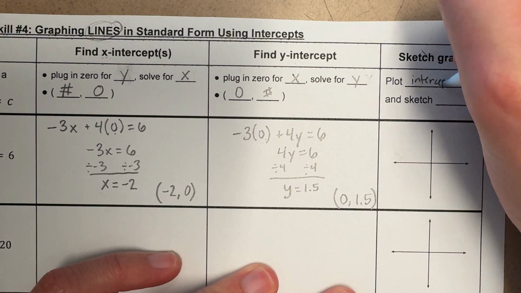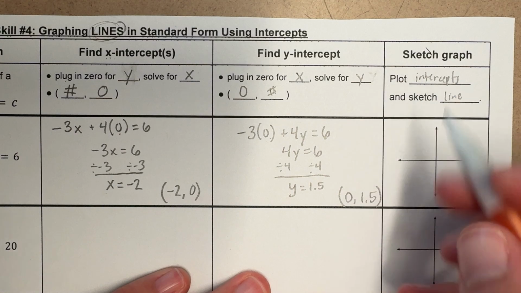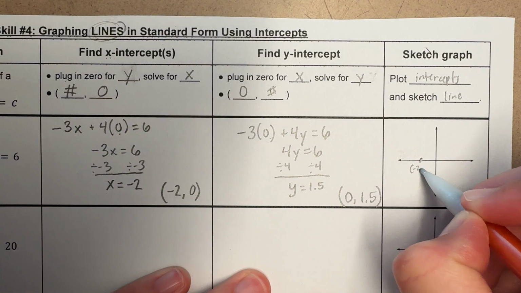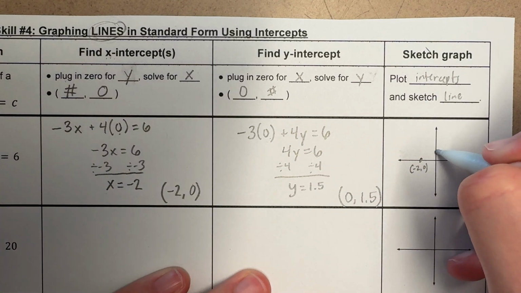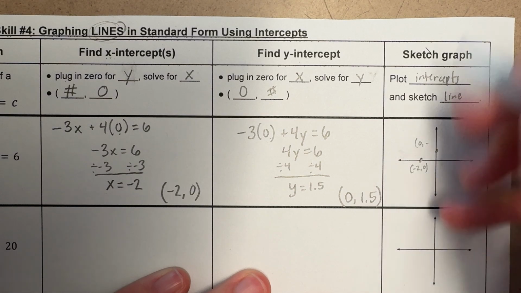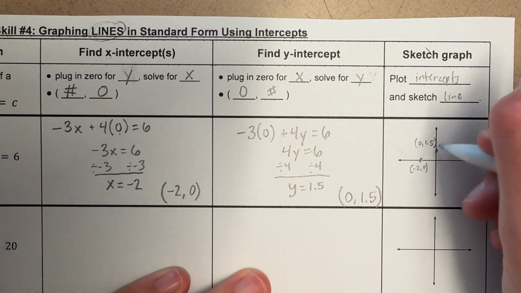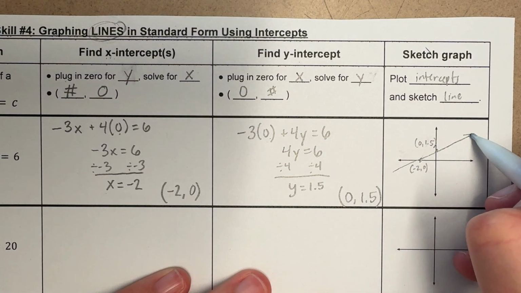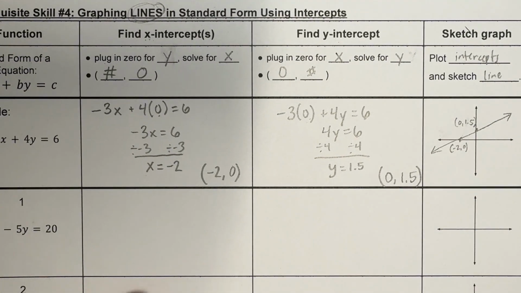Now, when I go to graph it, what I do is I just plot the two intercepts and sketch the line. Okay, so look, here's the x-intercept, -2, 0. That's right here. Okay, this is the point -2, 0, the x-intercept. And then this point, 0, 1.5, is right here, right? That's this point. And then the line is just the line that passes through these 2 points. Okay, so that's how I graph lines using intercepts.